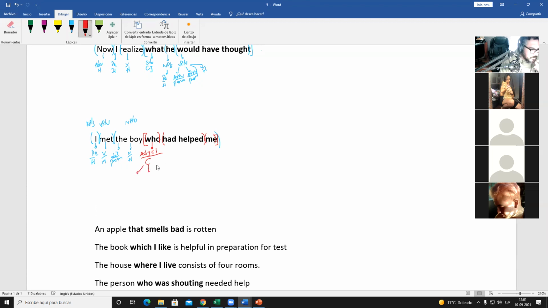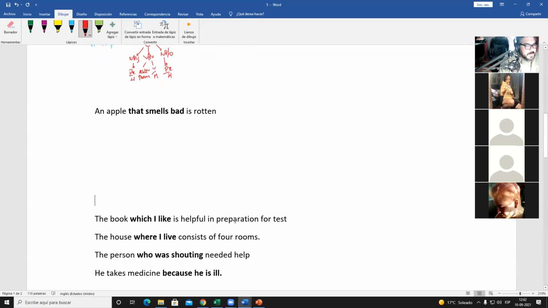Claro. Y ahora coloco las frases que están adentro. Noun phrase subject, who, por el pronoun head who. La verb phrase verb, had helped, con dos cosas: auxiliary verb, premodifier, had, y helped, verb head. Y me, noun phrase object, ¿cierto? El que recibe la acción, pronoun head. That's it. Avanzo.